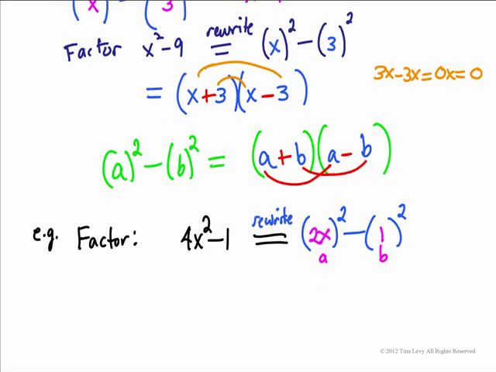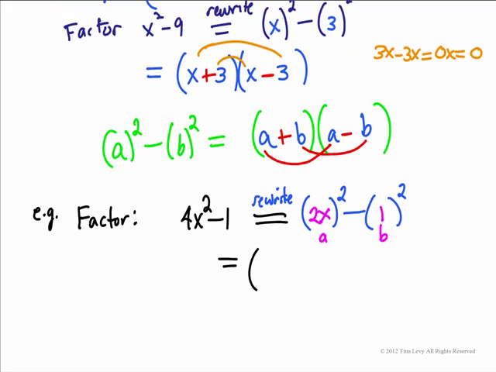Now I can proceed, and I'm going to have two binomials. In both binomials I'll have a 2x and a 1. One gets a plus, one gets a minus, and that is the factorization of that difference of squares.